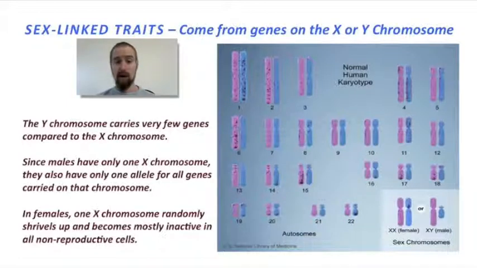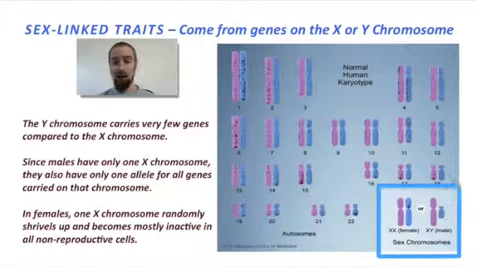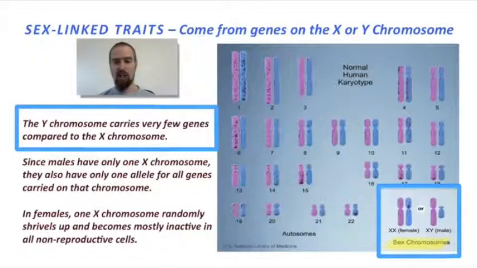Out of all 23 pairs of chromosomes found in a human cell, only these last two, the 23rd set, contribute to our biological sex. When it comes to genetic inheritance, this particular set of chromosomes is pretty interesting in a lot of other ways too. For example, the Y chromosome contains very few genes compared to the X chromosome. You can see from this karyotype that the Y chromosome is in fact much smaller than the X chromosome.